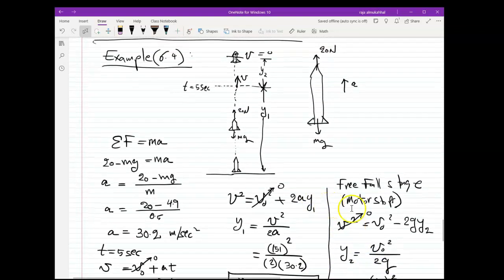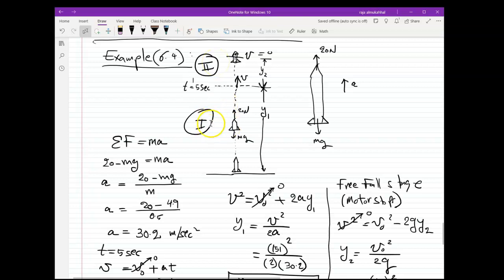Let's go back. Let me recap, and I want to make sure everybody understands this. So the rocket is launched, initial velocity 0. The motor is working. The motor is pushing the rocket with 20 Newton to move it up. It goes on for 5 seconds. After 5 seconds, motor stops, right? The rest of the trip is free fall. Okay, so here we have 2 stages. Stage number 1 is the motor working with a specific acceleration that we can calculate. And stage number 2 is free fall, basically under the mercy of gravity.